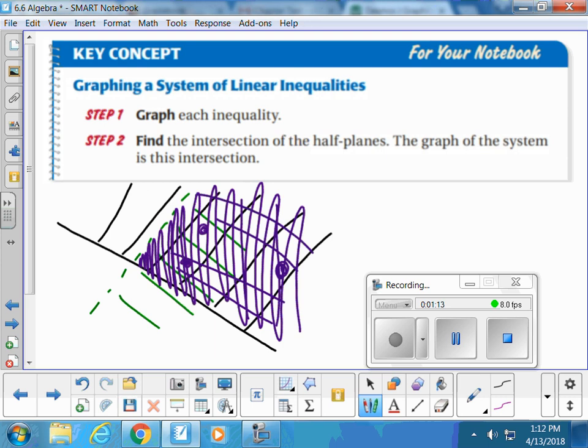And I'm kind of fortunate I have a smart board, so I have this highlighter tool. I can just click highlighter and highlight my region. So if you have a highlighter, you could use that as well.